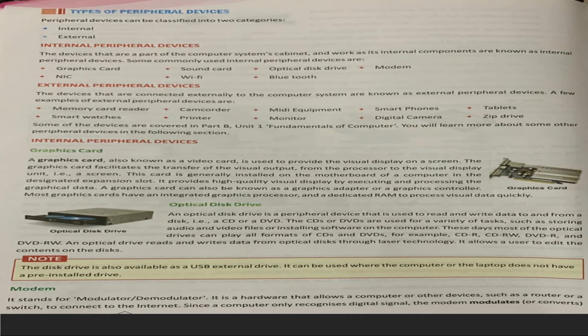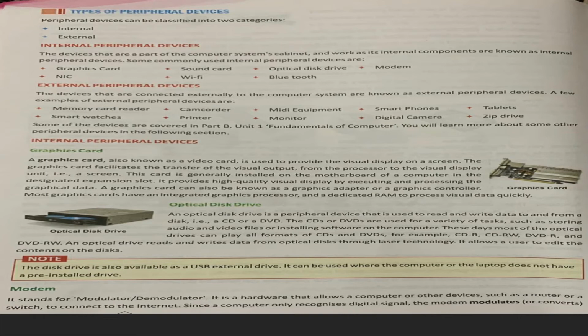And external peripheral devices, you can say memory card reader, camcorder, MIDI equipment for recording, smartphones, tablets, smartwatches, printer, monitor, digital camera, chip drive, everything. But the chip drive has very rare use nowadays. Still, in banks you can see sometimes the chip drives are being used in order to process a very huge amount of data.